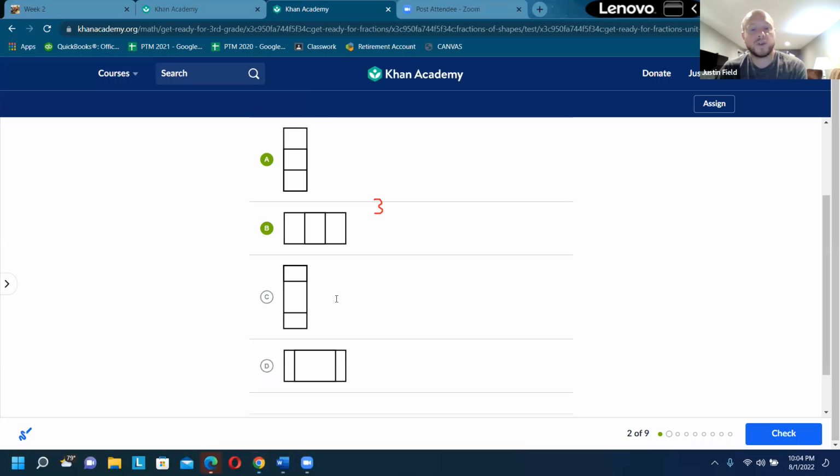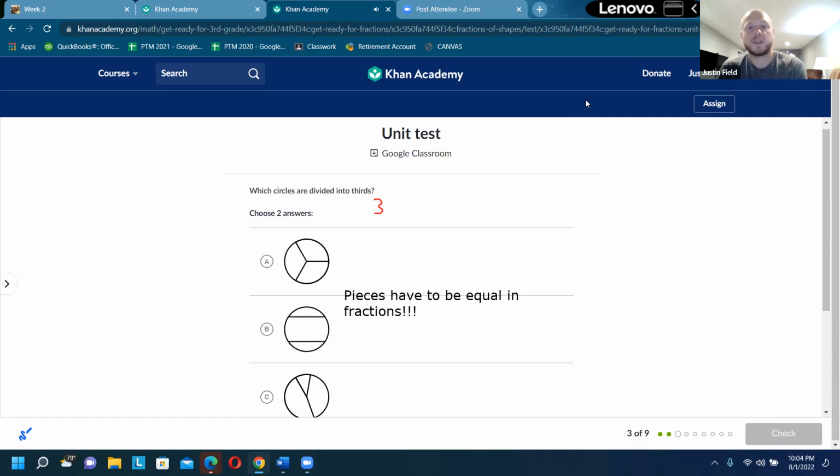So please write down on your paper, pieces have to be equal in fractions. And then put 3 exclamation points because it's very important. Okay, so we're not going to choose C or D. Pieces aren't equal. And you keep that in mind as we look at the rest of these.